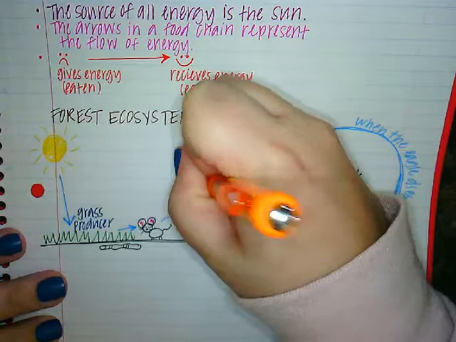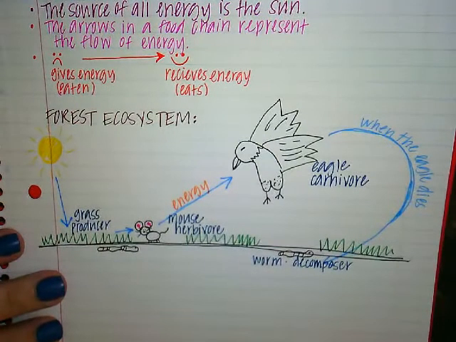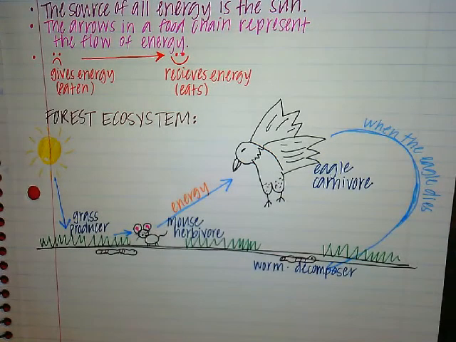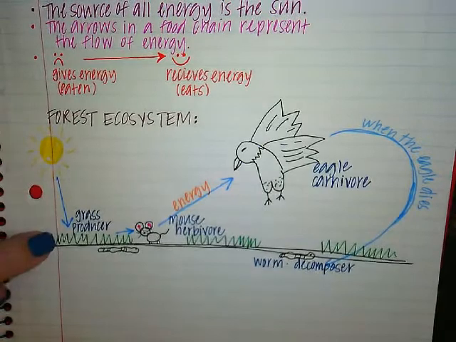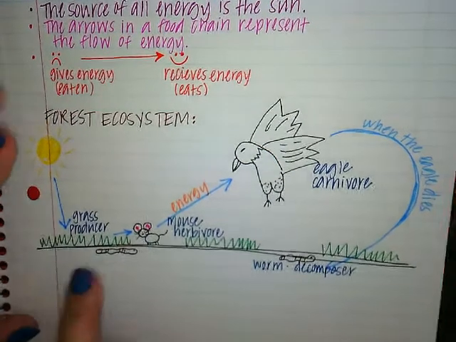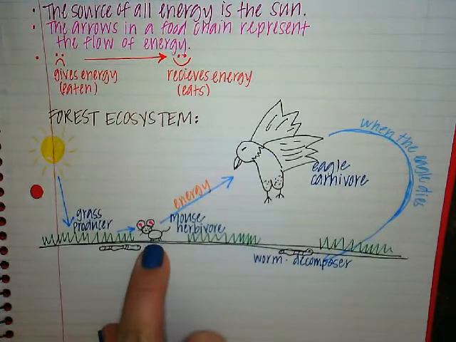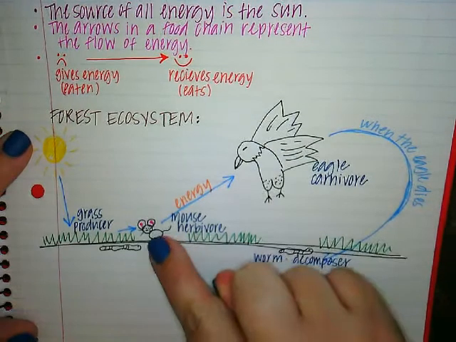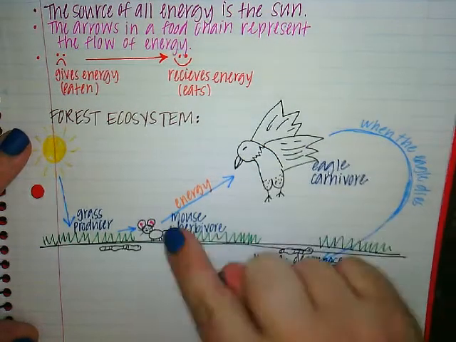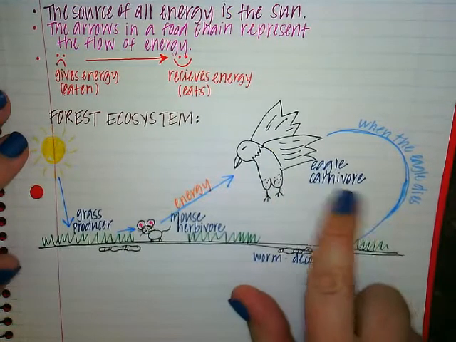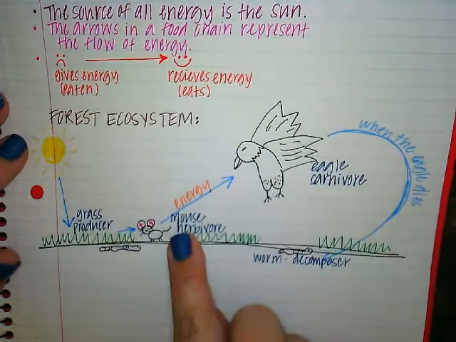So each of these lines right here represent energy. Okay, and if you need to go back through and label each one of those, that is perfectly fine. But we're going to trace it back through together really quickly. So in this ecosystem, your sun is giving its energy to the grass, which is a producer. That grass gets eaten by the mouse, meaning that the grass gives its energy to the mouse. The mouse then is going to get eaten by our eagle. The eagle is giving its energy to, or the mouse is giving its energy to the eagle.